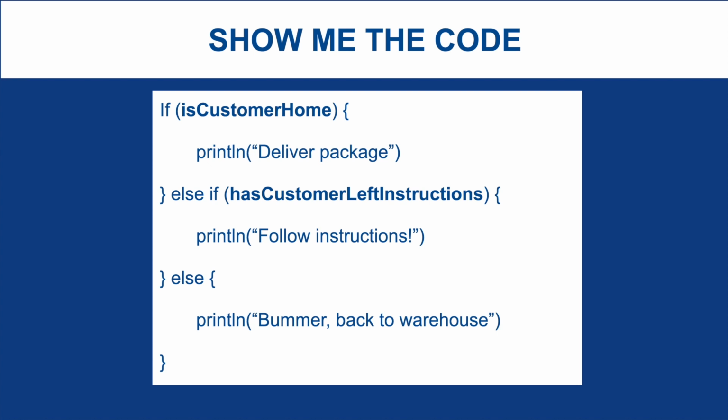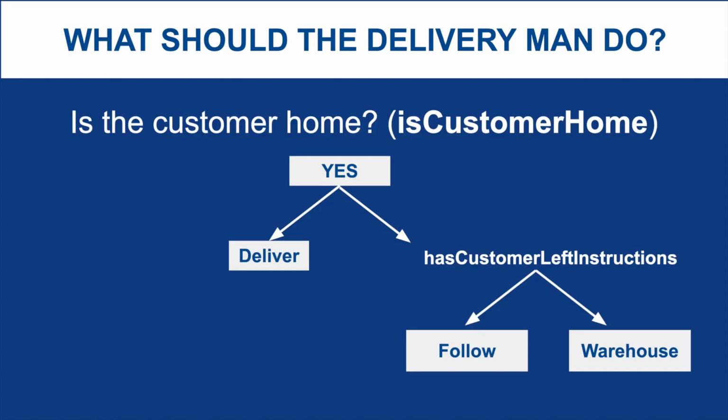And then you can feed it yet another variable that we have created. So again, this would actually not compile. This would actually not work in real life if you had not declared is customer home and has customer left instructions previously. But if you have, then when you evaluate else if has customer left instructions, if that variable is true, then it will print out, you guessed it, follow instructions. If it is false, then we go to the else case, bummer, back to warehouse.